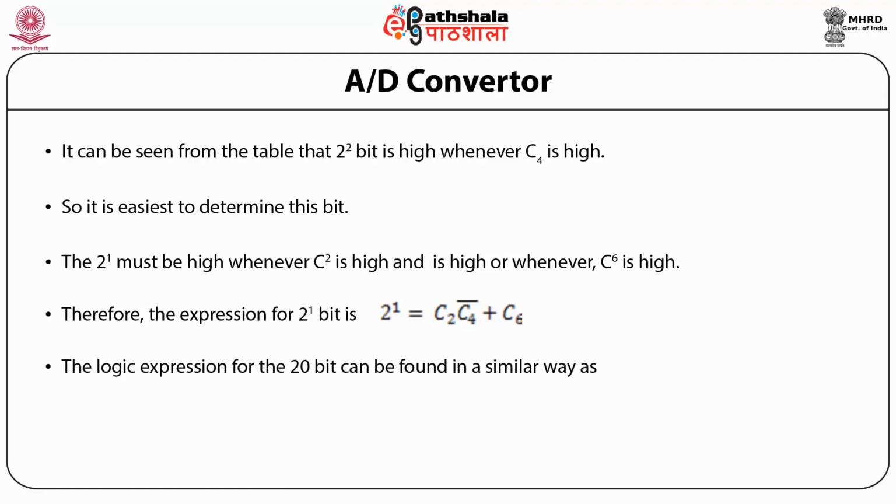The logic expression for the 2 raised to power 0 bit can be found in a similar way as 2 raised to power 0 equals C1 C2 bar plus C3 C4 bar plus C5 C6 bar plus C7.